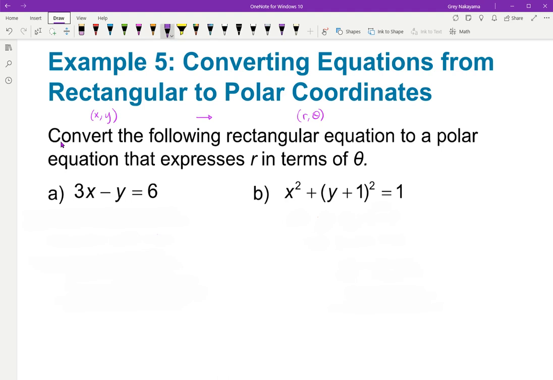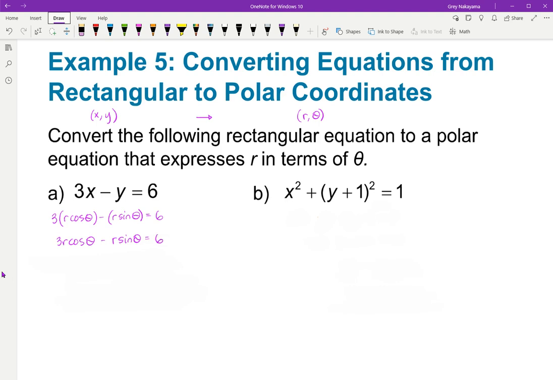Okay, so that means I start off with an x and y, but I can only have r and theta in my answer. So x is equal to r cosine theta, y equals r sine theta. So I'm going to go immediately substitute: x equals r cosine theta and y equals r sine theta. I'm going to distribute my parentheses. 3r cosine theta minus r sine theta is equal to 6.